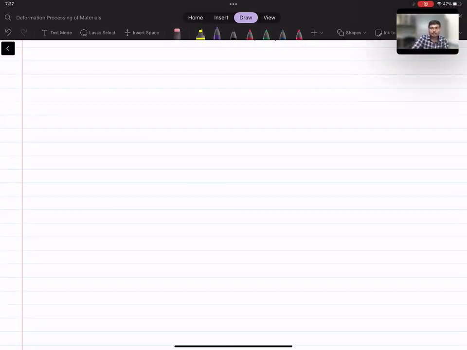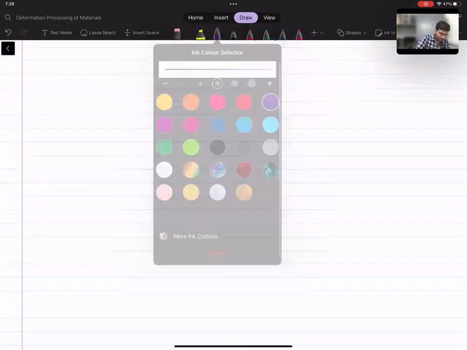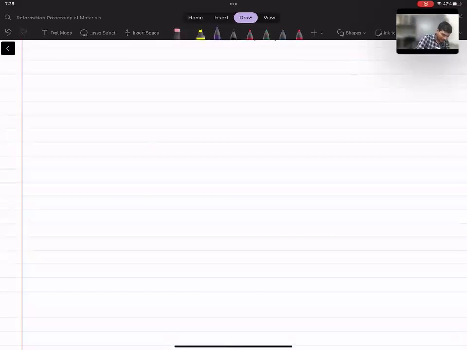Now let us see the broad classification of this extrusion process. Okay, so the extrusion process is broadly classified into two categories, which are direct extrusion and indirect extrusion. So let us see what is direct and indirect extrusion. So let us see the classification of extrusion process.